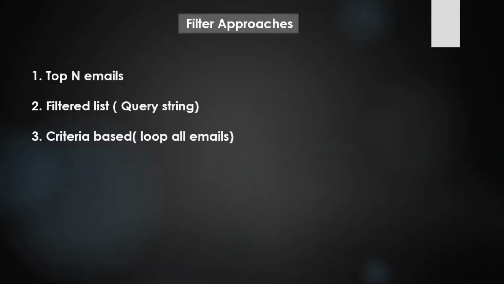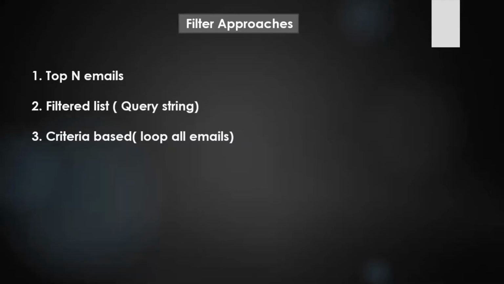So there are three approaches to filter mails in UiPath. The first one is get top N emails. This approach is used when you want to read only a specific number of emails from Outlook. Say, for example, you only want to get the top 40 or top 100 emails. So you're fetching only that number of emails and not all.